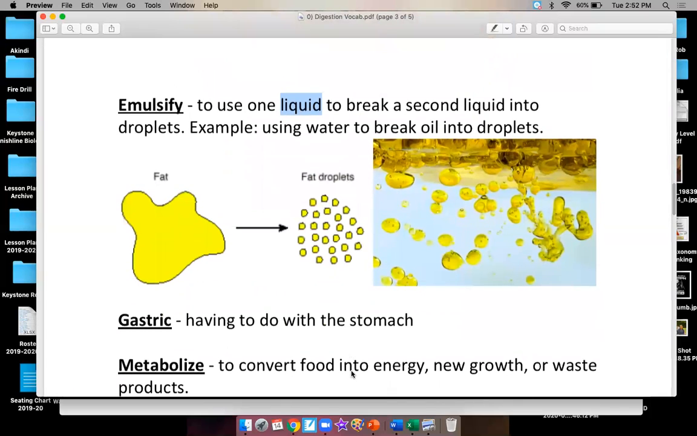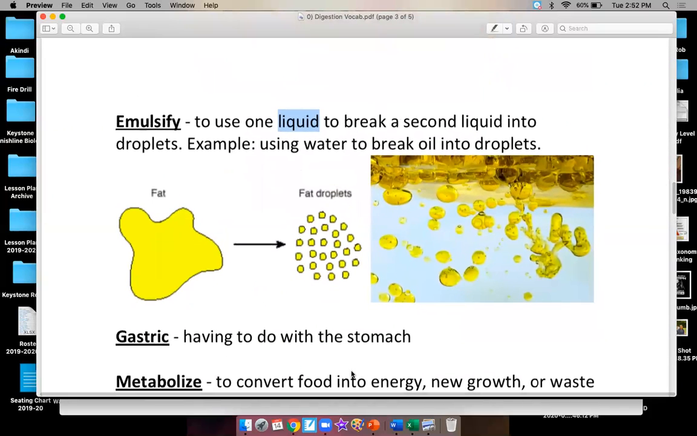Your next word, emulsify. To use one liquid to break down a second liquid into droplets, right? Look at this picture. I got this big lump of fat, usually oils, which is still a liquid, any oily foods you eat. Your body's going to produce this liquid called bile, this green, gross stuff.